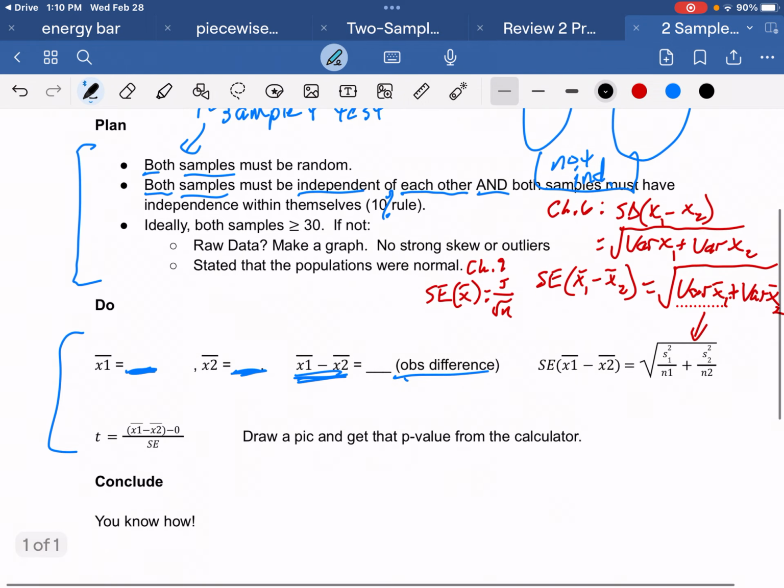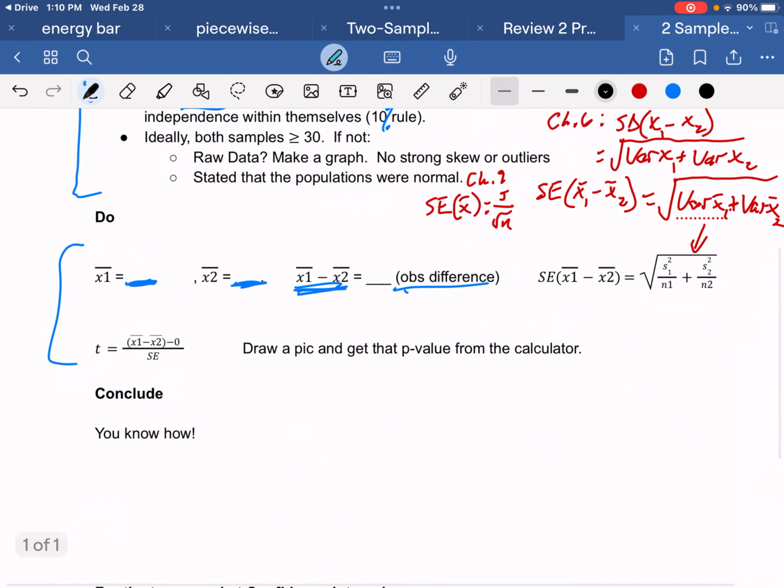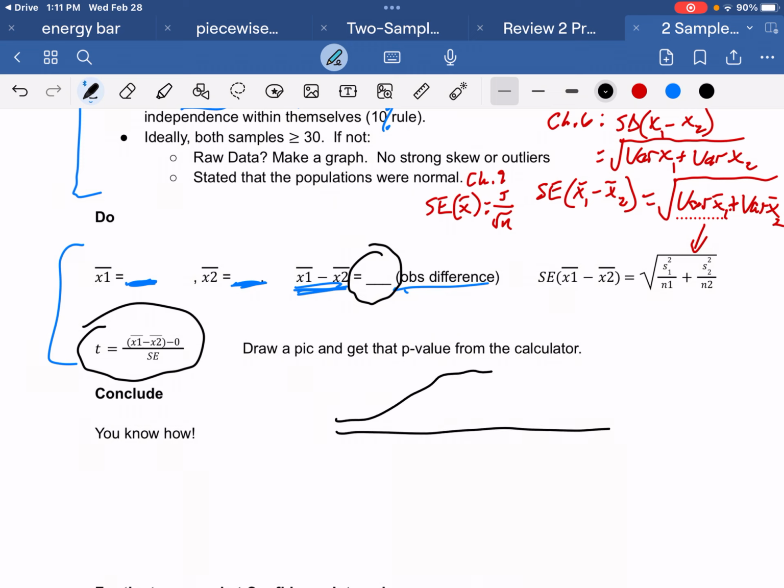Now, after you get your standard error, all you've got to do is calculate your t-score, which is equal to that observed difference minus 0 divided by that standard error. And then you draw your nice, lovely t distribution. You label the middle 0. You label this with the difference between the two. And this is going to be your p-value. And you're going to draw your conclusion. So, state, plan, do, conclude for the two-sample t-test.